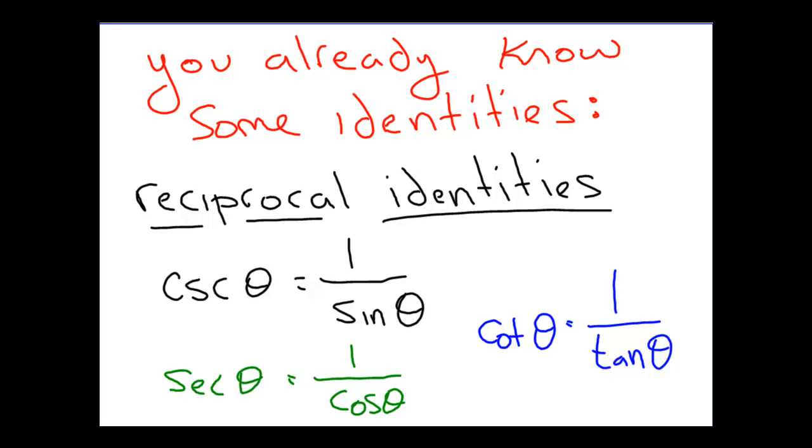These can be useful sometimes when we're trying to simplify expressions that might contain things like cosecants, secants, or cotangents, and we want to rewrite them in terms of sines, cosines, and tangents. Admit it, we're much more comfortable with sines, cosines, and tangents. So if we can rewrite our equations using those, usually we'll be able to do a little bit more with those equations. Those aren't the only ones that you know.